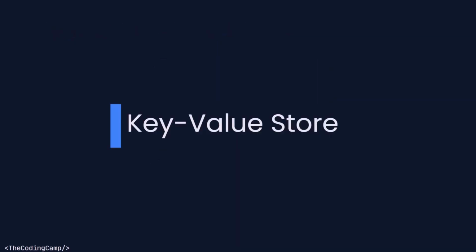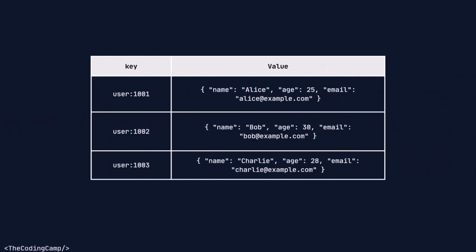A key value store is the simplest type of NoSQL database. Data is stored in key and value records. The key is a unique identifier and value is the associated data. Think of it like a dictionary or hash map in programming. This type of database can easily scale horizontally.